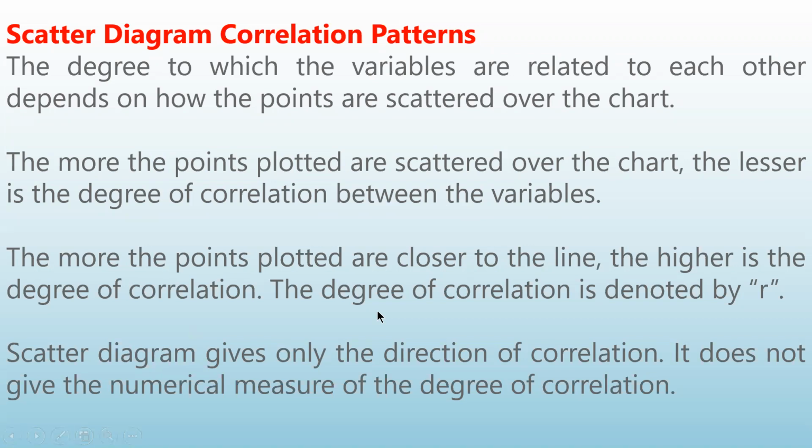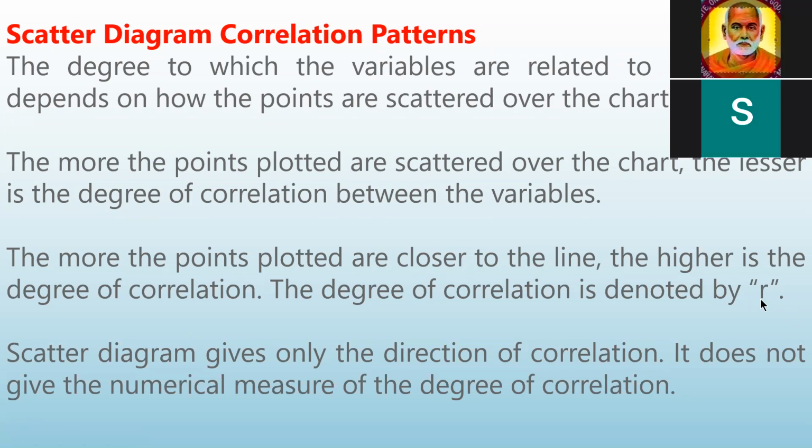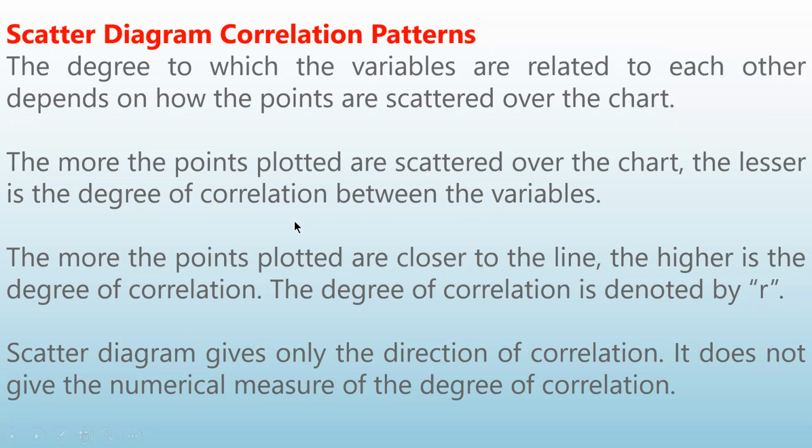And the extent to which they are correlated, that measure is denoted by small r, which we are going to see how to calculate in the next class. A scatter diagram gives only the direction of correlation, whether it is positive or negative, or it does not have any correlation at all. That is the drawback of this scatter diagram. It will only give you in what way they are related, positively, negatively, or there is no correlation. But it does not give you the numerical measure of the degree of correlation.